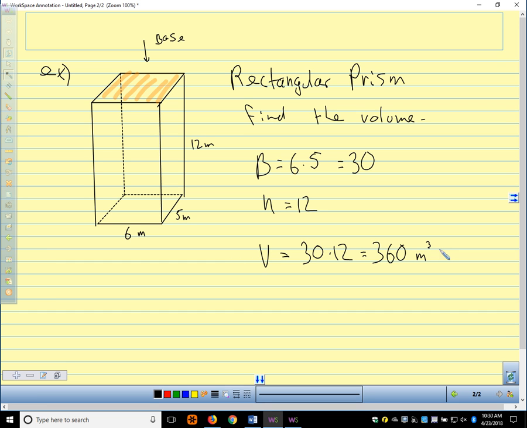We can also think of this as length times width times height. 6 times 5 times 12. So for a rectangular prism, we can think of it as length times width times height. Because length times width is the area of the base.